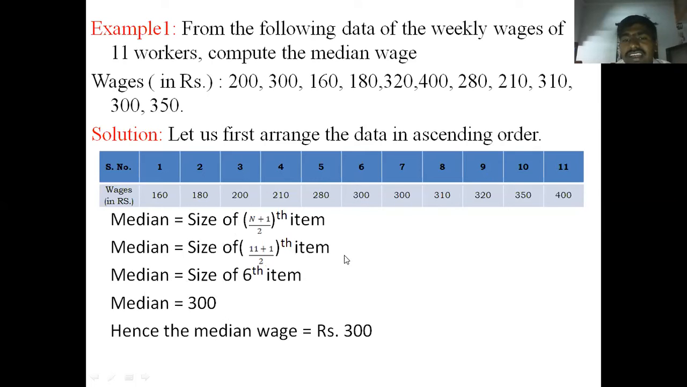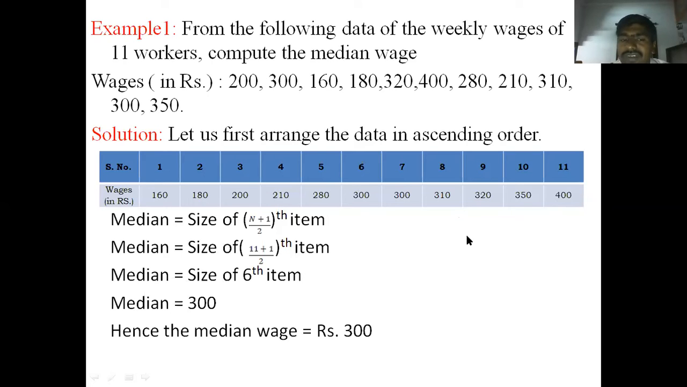Now see, 300, is it in the center of your data? Obviously. And not only that, once you get the sixth item as the center, it divides the entire data into two parts: less than the median is one part and more than the median is another part. This is the concept called median.